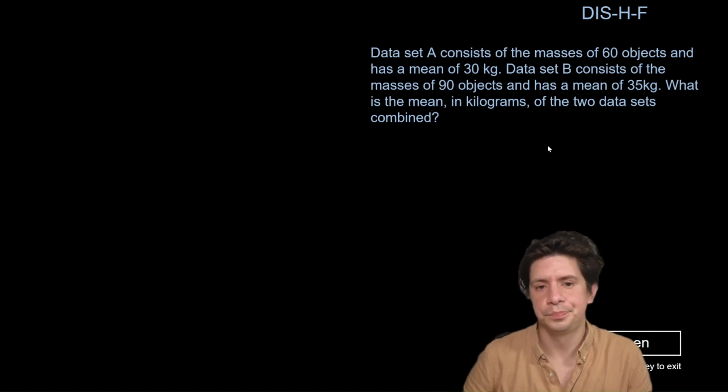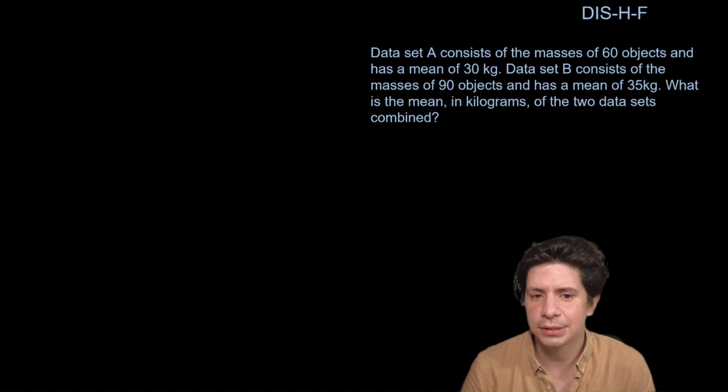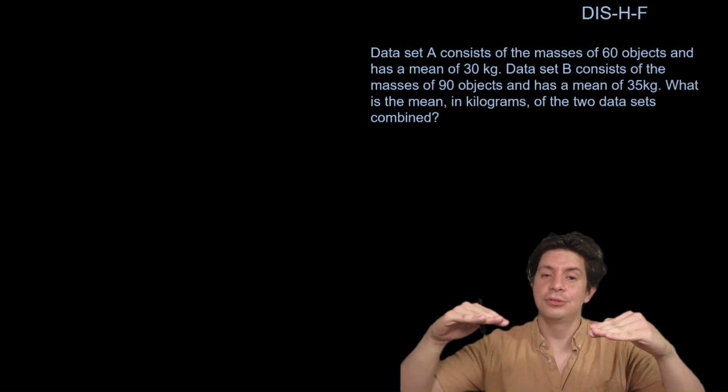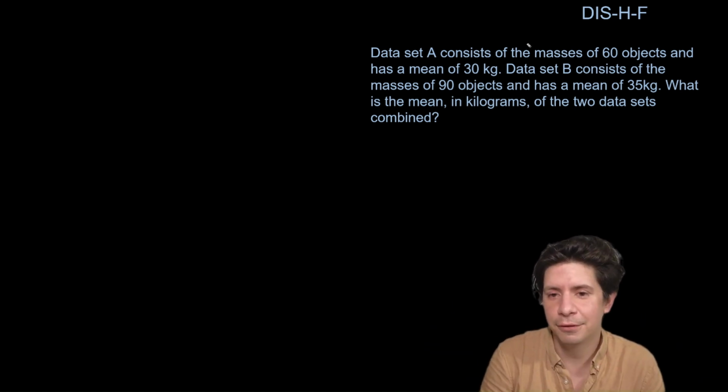Okay. So now we have F. Dataset A consists of the masses of 60 objects and has a mean of 30 kilograms. Dataset B consists of the masses of 90 objects and has a mean of 35 kilograms. What is the mean in kilograms of the two data sets combined? So if they were perfectly balanced, you could just take the means and find them if they were the same number of objects, but here you account for the different number of objects.